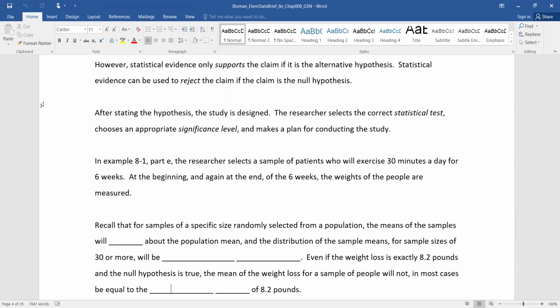So recall that when samples of a specific size are randomly selected from a population, the means of the samples will vary about the population mean, and the distribution of the sample means for sample sizes of 30 or more will be approximately normal.